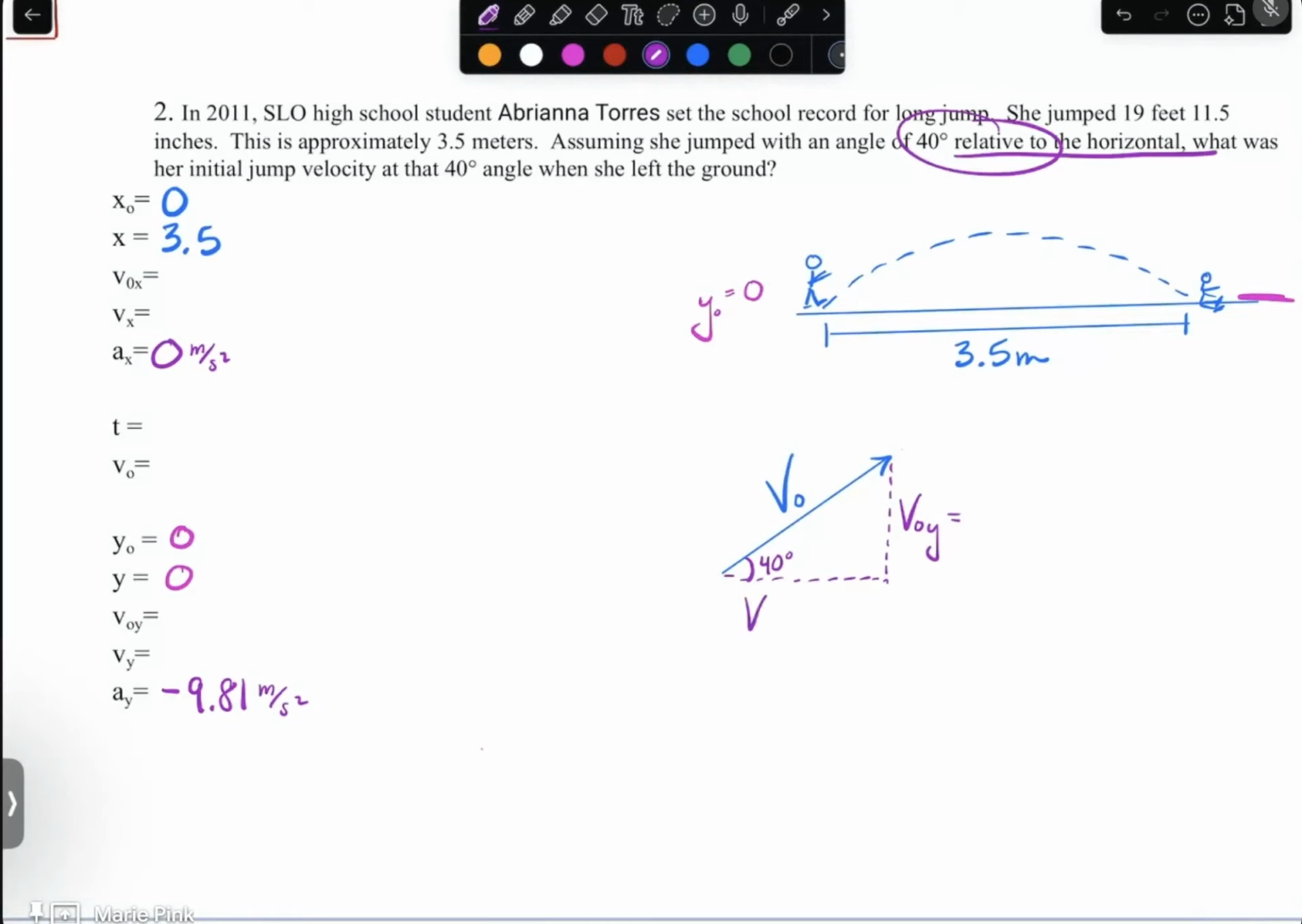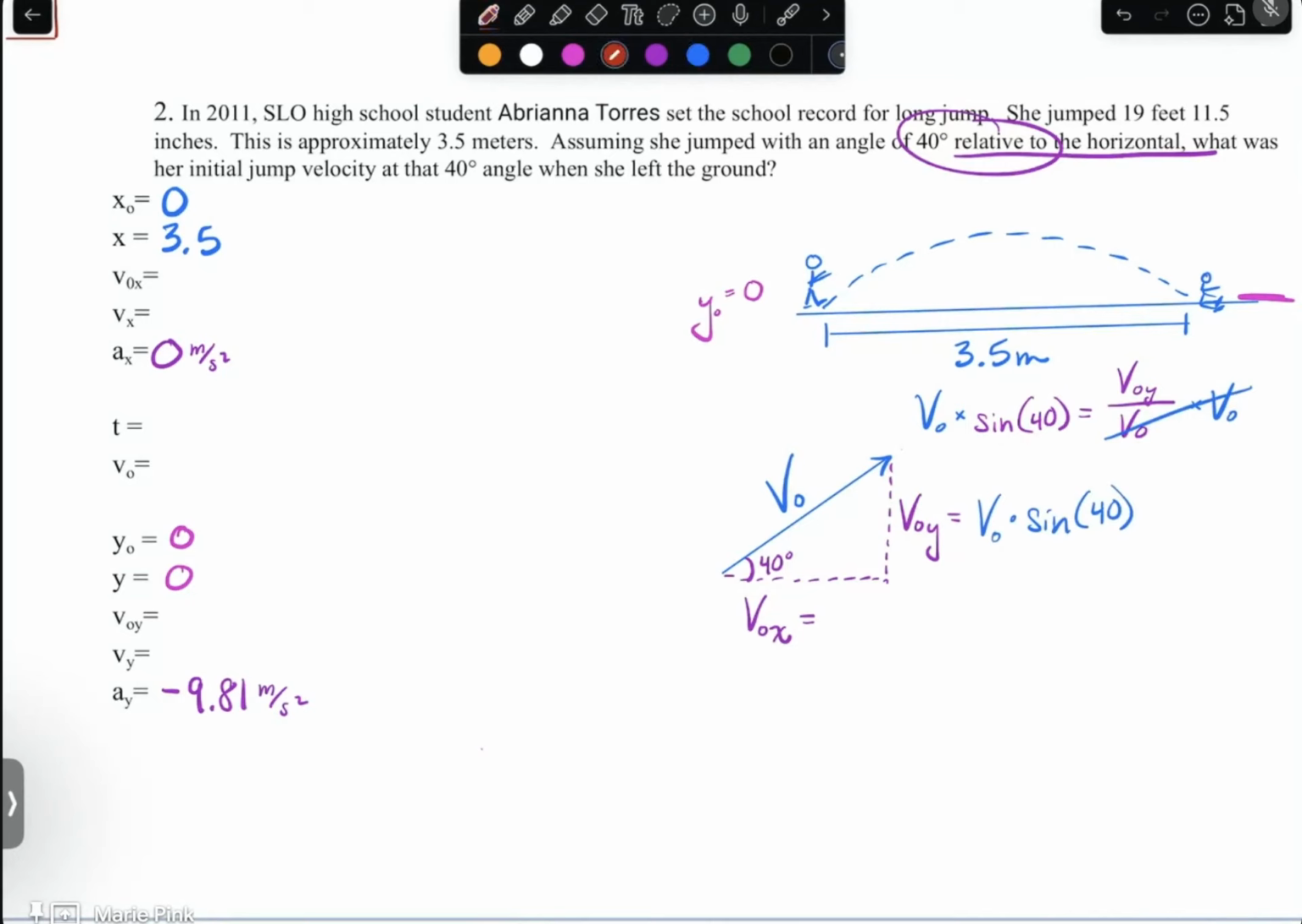And then we also don't know V naught x, but again, we're going to be able to find an expression for that. So V naught y is opposite, so we're going to use sine of our 40 degrees, which is opposite over hypotenuse, so that'd be V naught y over V naught. And then we're going to move this V naught to the other side by multiplying both sides by V naught. And so I'm going to get V naught y is V naught times sine of 40.